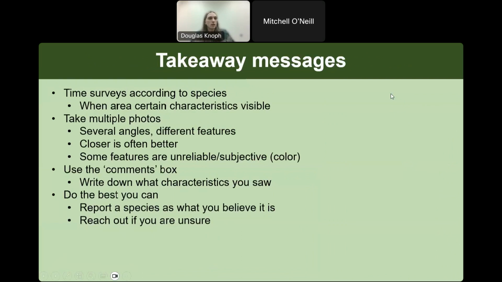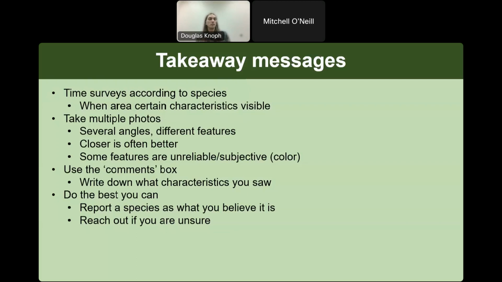And then some final takeaway messages. Timing when to do your surveys can be really important. Knowing what species you're looking for and when is the best time to look at them, when those identifying features are actually going to be present, and when the species is actually going to be present. Taking multiple photos, getting different angles, encompassing multiple identifying features, being close up, sharp, in focus, good lighting, and knowing that not all features are created equally, and sometimes there is a little bit of unreliability or subjectivity to some of them.